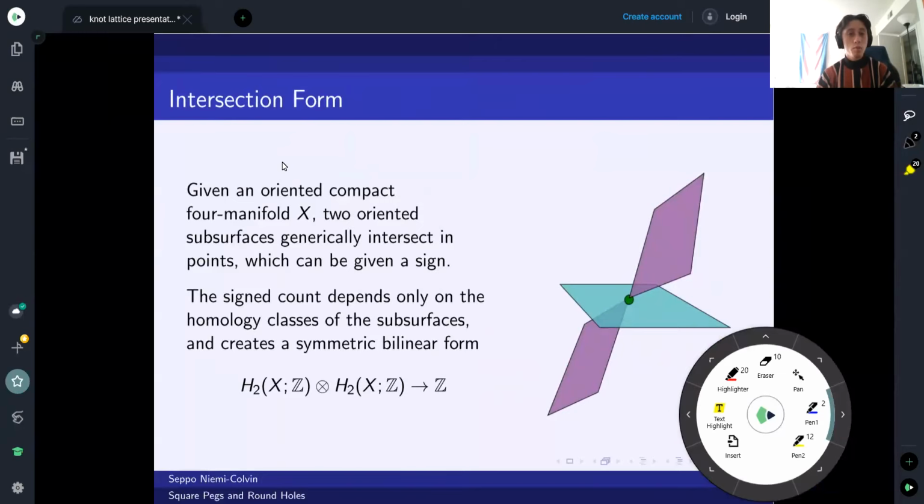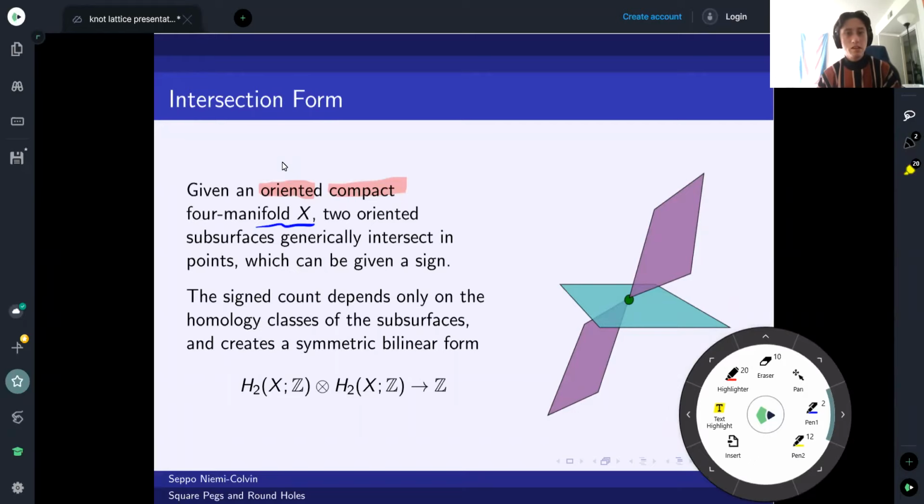In the case of 4-manifolds, and 4-manifolds that have these nice adjectives of oriented and compact, compact particularly means that there is a certain finiteness condition that prevents things from escaping off to infinity. Then in a 4-manifold, two oriented subsurfaces of that 4-manifold will generically intersect in points, meaning not every pair of subsurfaces will intersect in points, but if you wiggle them, then you can get them to intersect in points.